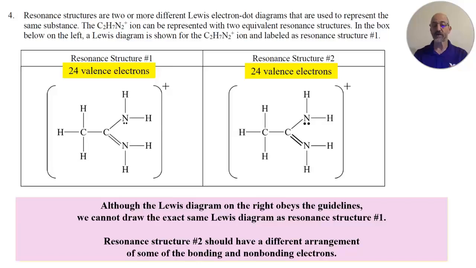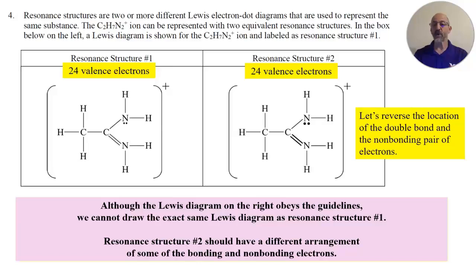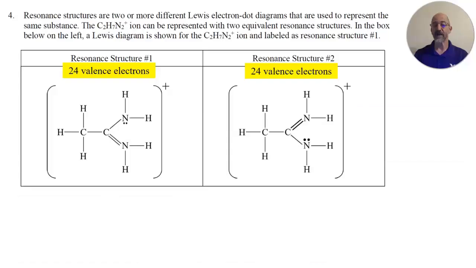So what I'm going to do is simply reverse the location of the double bond between the carbon and the nitrogen, and then I'm also going to move that non-bonding pair of electrons from one nitrogen atom to the other nitrogen atom like this.